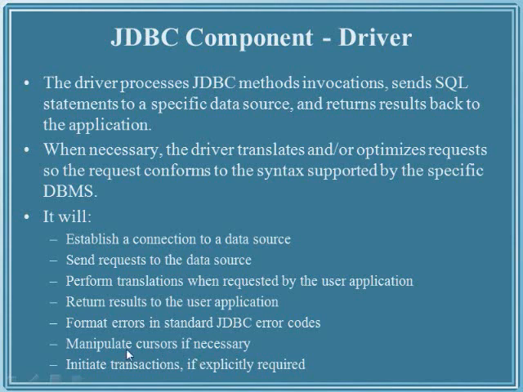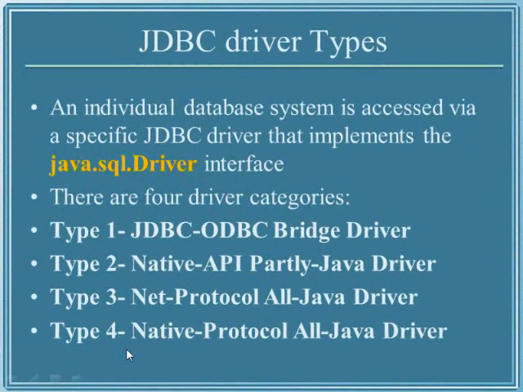If required, it manipulates. This is the meaning of it. The vendor specific error reaches the driver. It is not given directly to the user, because you may not be able to understand what is going on. Instead, it is converted into the appropriate Java error and sent to you. So the developer just sees the Java error, not the vendor specific error. Next, initiate a transaction if explicitly required. So you can even use it for that.